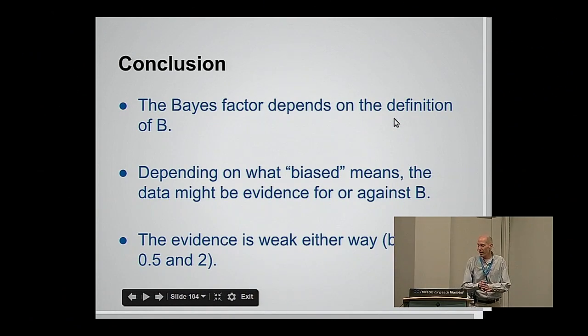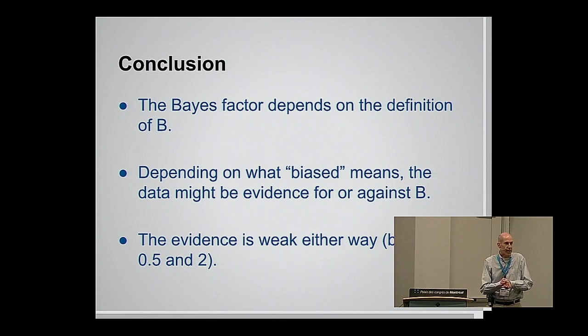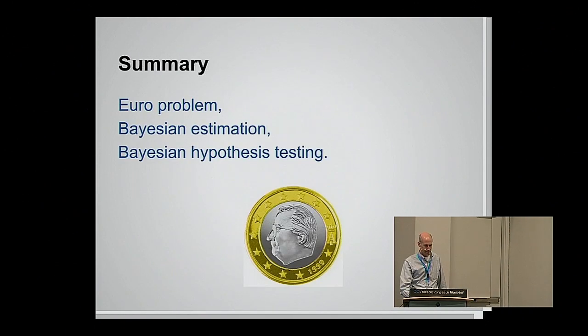So to summarize where we are so far, the bottom line is that these data constitute weak evidence for pretty much any definition of B. Any Bayes factor that's between about 50% and 2 constitutes pretty weak evidence. Depending on exactly how you define B, you can make the data speak in favor of or against F. And as I said, it's weak either way. That's it for the Euro problem for now. Good so far? Questions? All right.